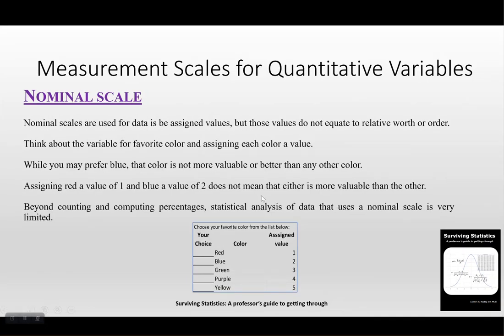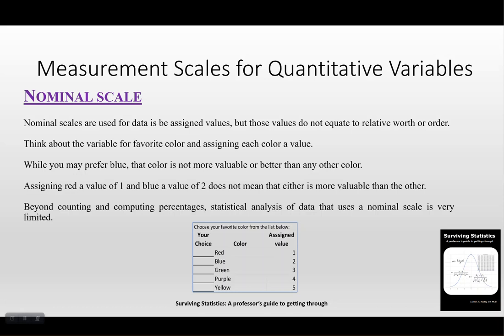The first scale that we're going to talk about in a little bit more detail is the nominal scale. And nominal scales are used for data that is assigned values, but those values really don't equate to anything that can be tangibly ordered. In other words, think about your favorite color. You may really like blue, and somebody else may really like red. Now, when turning qualitative variables into quantitative variables, we can assign a number to red and blue and so on, but simply because red is assigned the value of 1 and yellow is 5, it does not mean that 1 is more valuable than yellow.